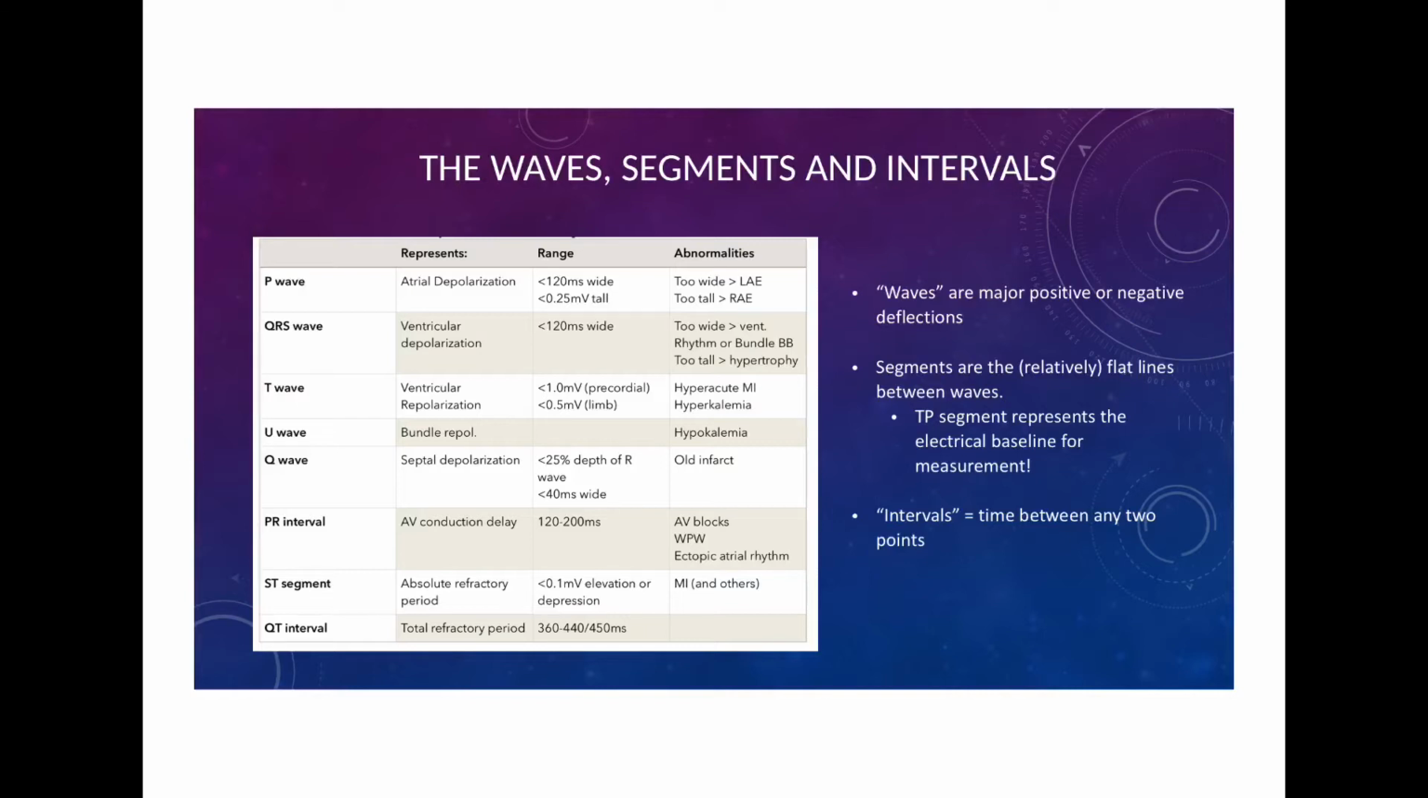The segments are the flat lines that appear between the waves. So you'll have, for example, your ST segment, which is from the end of the QRS complex to the start of the T wave, and the PR segment, which is from the end of the P wave to the start of the QRS complex.